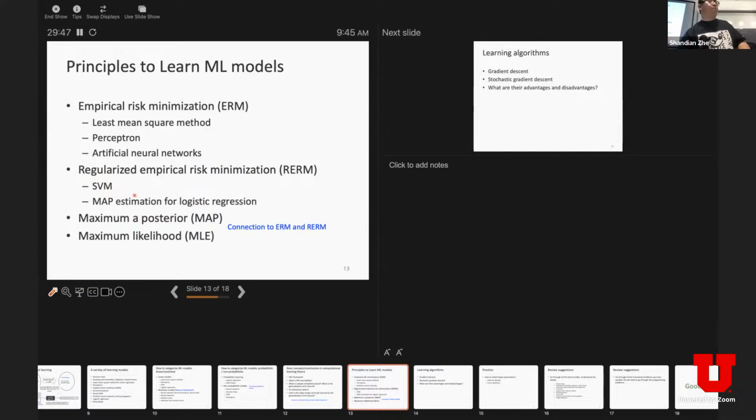Right? If you remember, at the end of last lecture, we talked about how we address the issue of the naive Bayes classifier, right? If you don't observe some data points, you might have zero probability, right? That's the issue. So if you can assign some prior over the parameters of the naive Bayes classifier, you can address that problem, right? And from a Bayesian or probabilistic perspective, maximum a posteriori and maximum likelihood estimation, they are all learning principles that actually connect back to the regularized empirical risk minimization and empirical risk minimization principles.